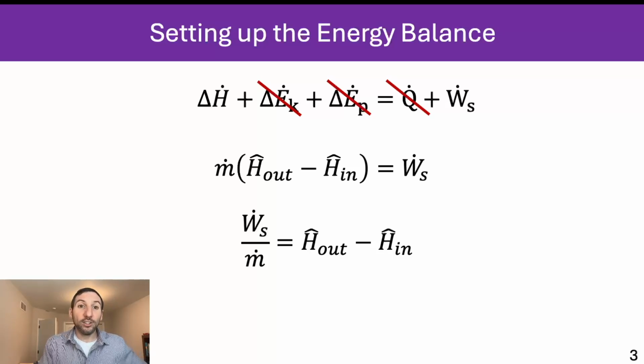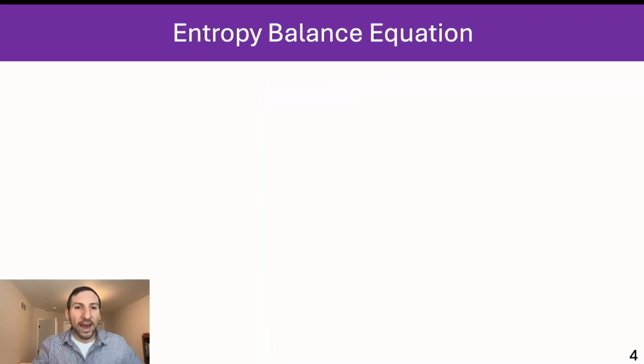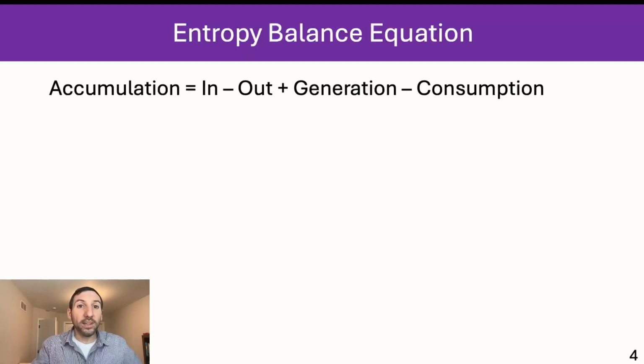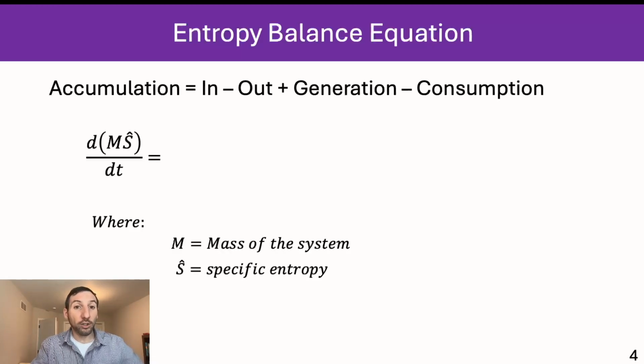So now we need to change gears and jump into our entropy balance. With our entropy balance, it's actually the same idea as what you did for a material balance or an energy balance, where accumulation equals in minus out plus generation minus consumption. Obviously, the terms are going to look a little different, but it's the same starting point. With our accumulation, that's the change in entropy with respect to time. M is the mass of the system, S hat is our specific entropy, and that little t is our time.